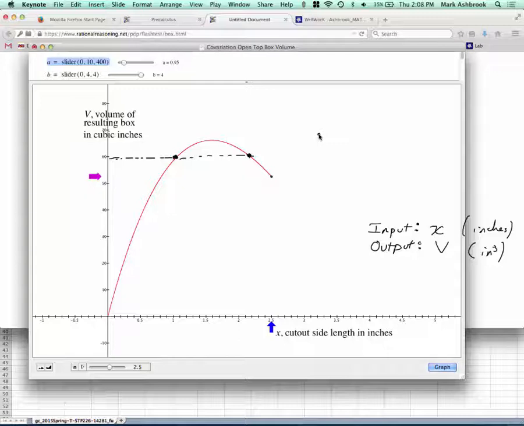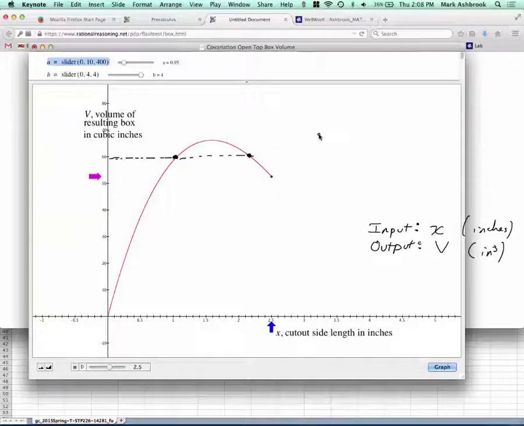But we're saying, is it a function or not? Yes. Why? Because each input has its own unique output. Okay, so in terms of the quantities, we'll come back to this. In terms of the box, for any given cutout side length, you will get one volume. What do you think about that? Agree with that? You want to add to that?